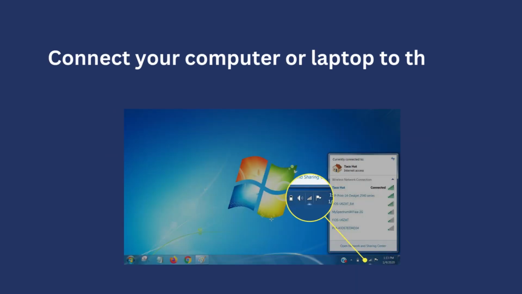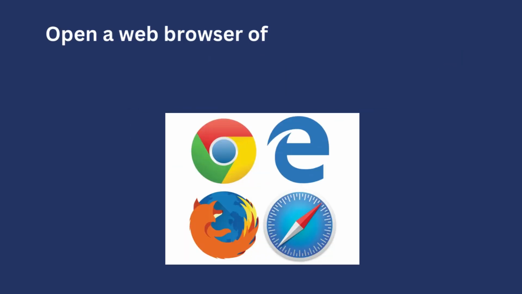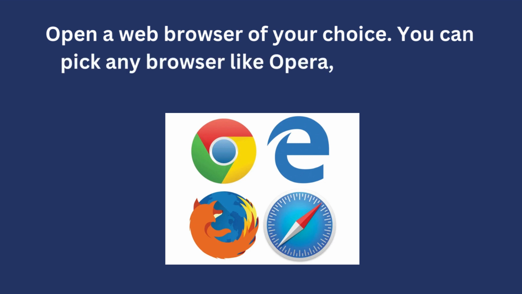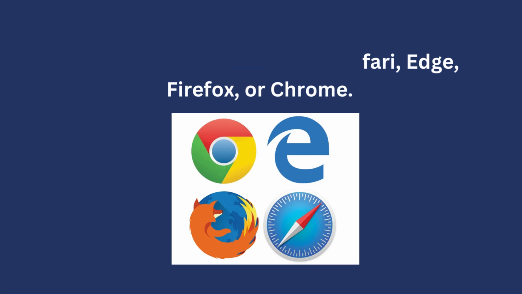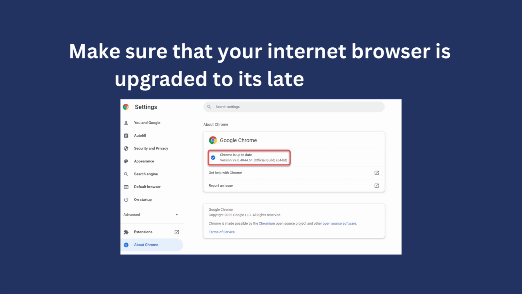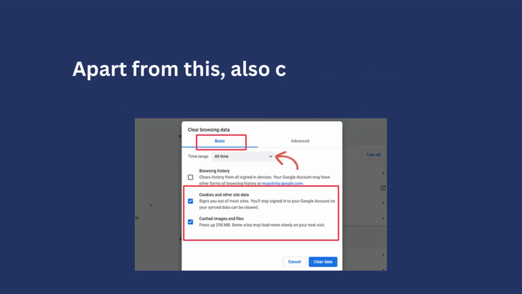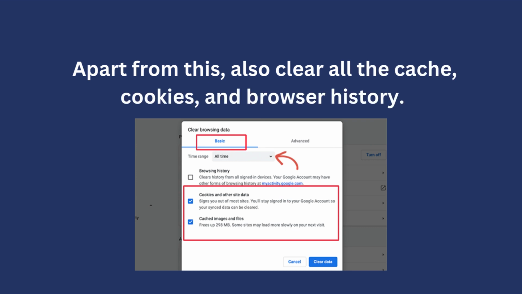Connect your computer or laptop to the Wi-Fi network. Open a web browser of your choice. You can pick any browser like Opera, Safari, Edge, Firefox, or Chrome. Make sure that your internet browser is upgraded to its latest version. Apart from this, also clear all the cache, cookies, and browser history.